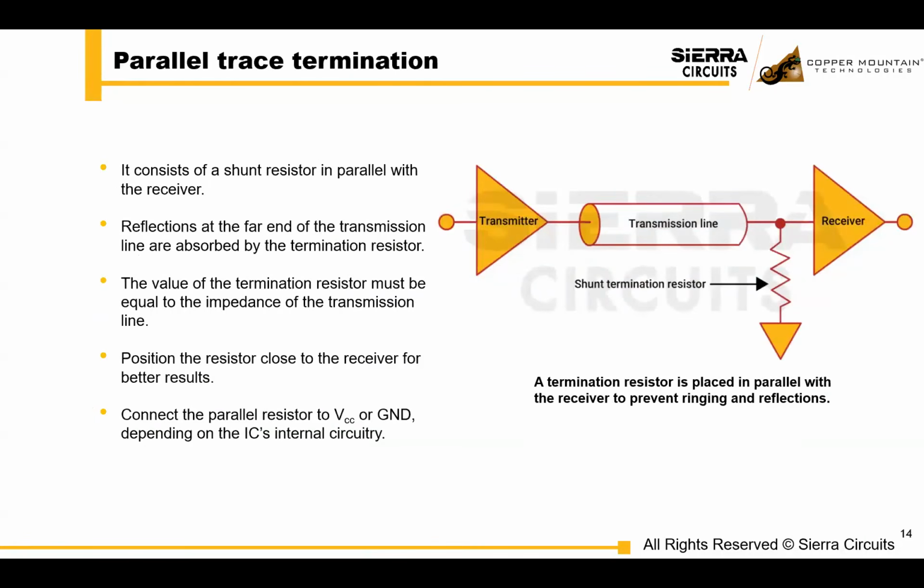There's also the parallel trace termination. This involves placing a shunt resistor in parallel with the receiver, and this matching resistor absorbs all reflections at the far end of the transmission line. So you want to position the resistor close to the receiver for the best results. And then you can also connect the parallel resistor to the power supply or ground plane, depending on the IC's internal circuitry.